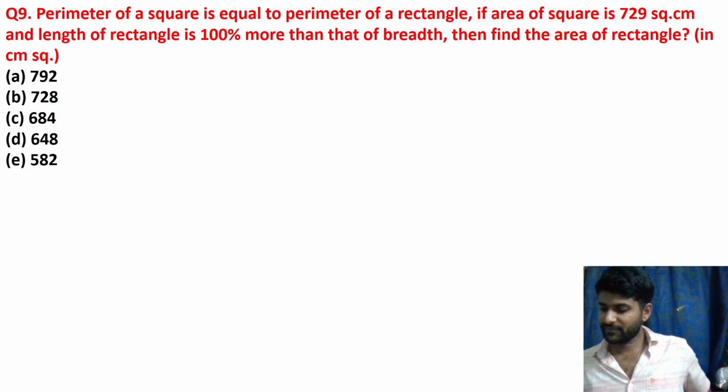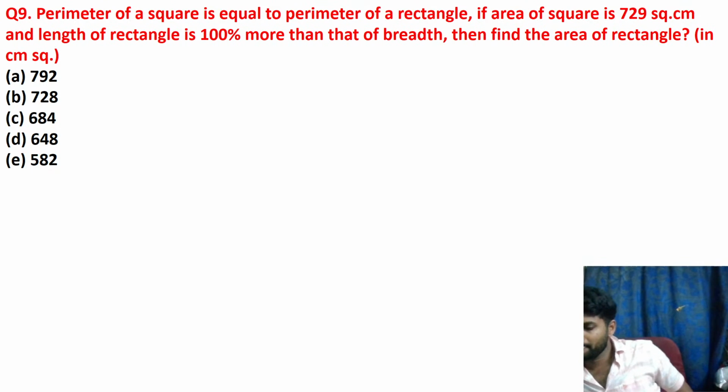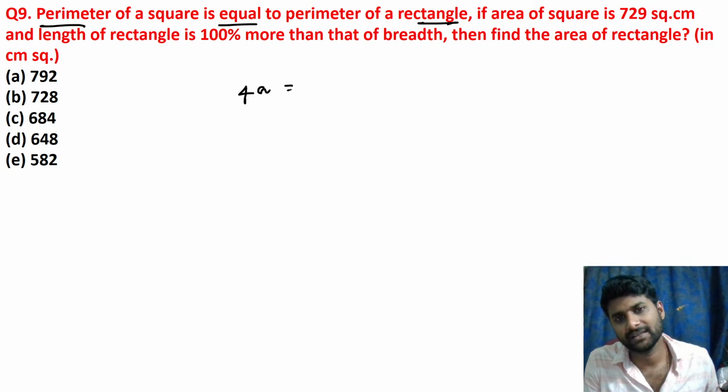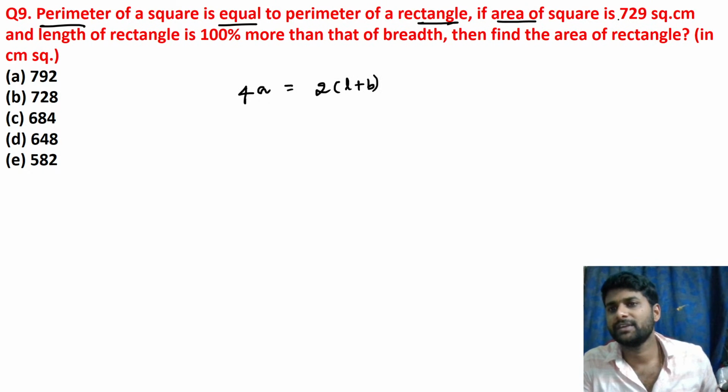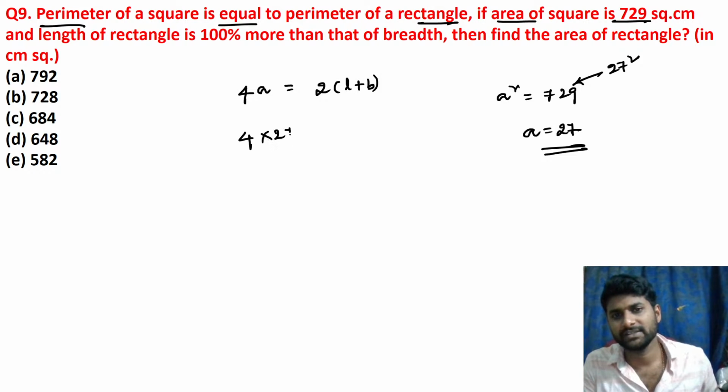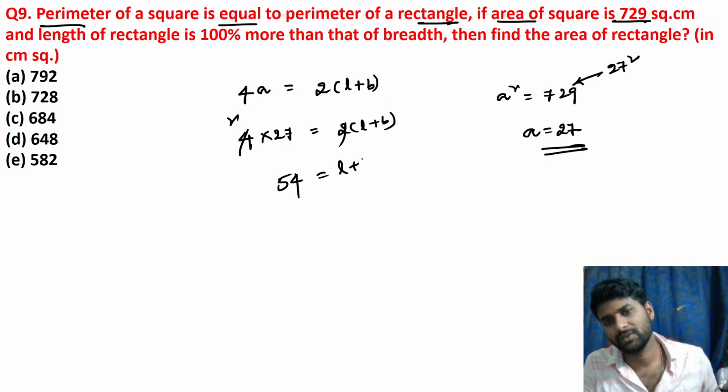See, that one question is related to the topic of mensuration. See the data: the perimeter of square is equal to the perimeter of rectangle. Perimeter of square means 4 times the side, exactly equal to 2 times (L plus B). Area of square is 729, means side square equals 729. You already know that 729 becomes 27 square. So 4 into 27 is exactly equal to 2 times the length and breadth. So 54 is exactly equal to L plus B.